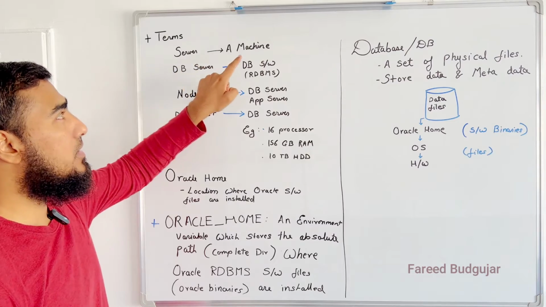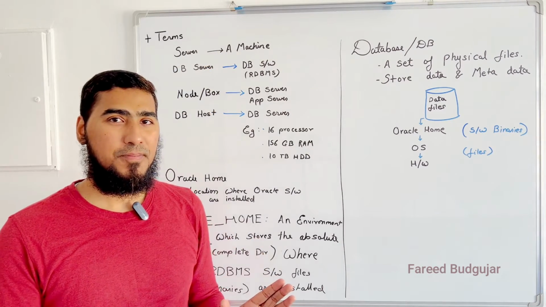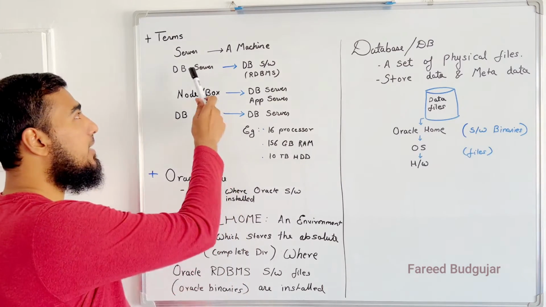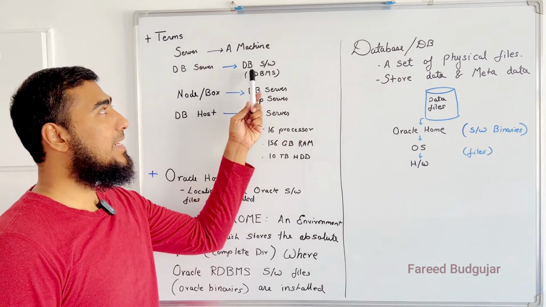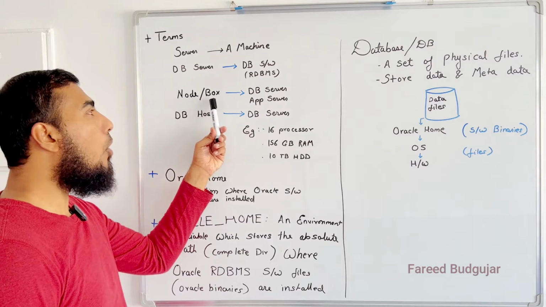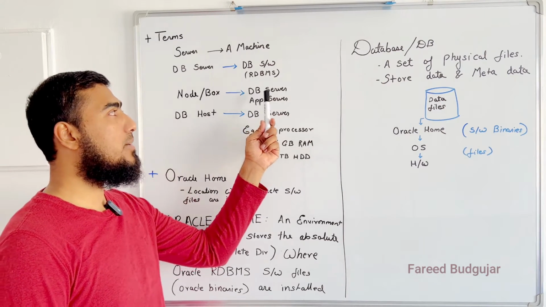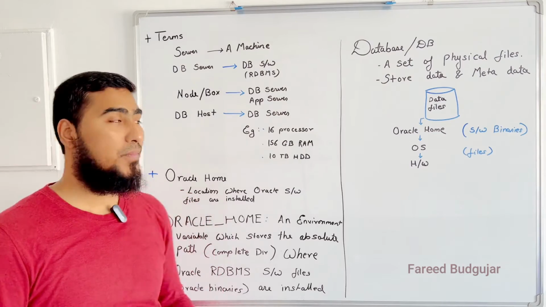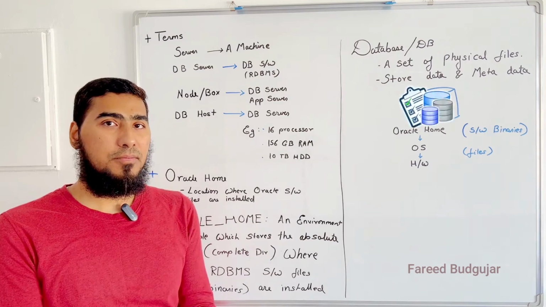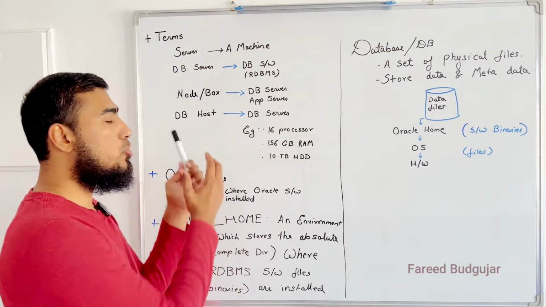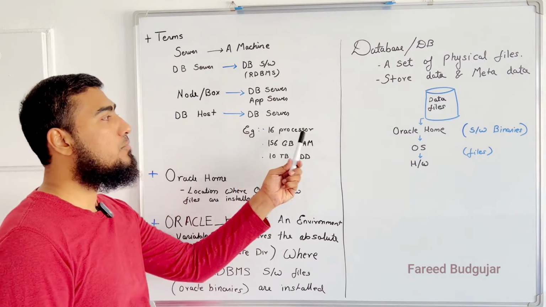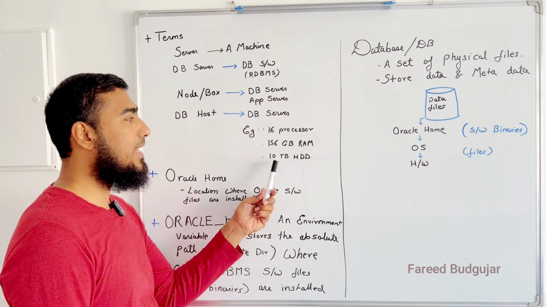Server. A server means a machine having processors, RAM, disk. Database server means database software, RDBMS, installed on that machine. Node or box is again referred to as database server or application server. Database host consists of a database server. If we say database host, it's a combination of processor, memory, hard disk. For example, 16 processors, 156 GB RAM, 10 TB hard disk.